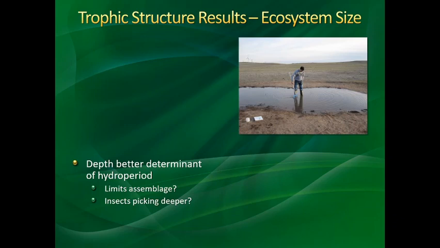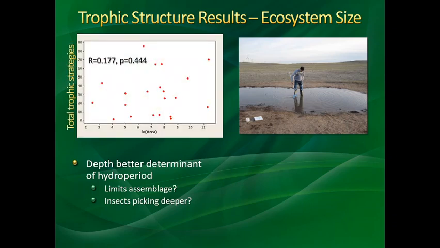Now, most of the time, when we think about how big a habitat is, we think about its area. Okay, and so this was just surface area. How big was this pond? And when we looked at the total number of trophic strategies, so this is basically thinking about how many different ways the organisms use food, we see there's no correlation here.